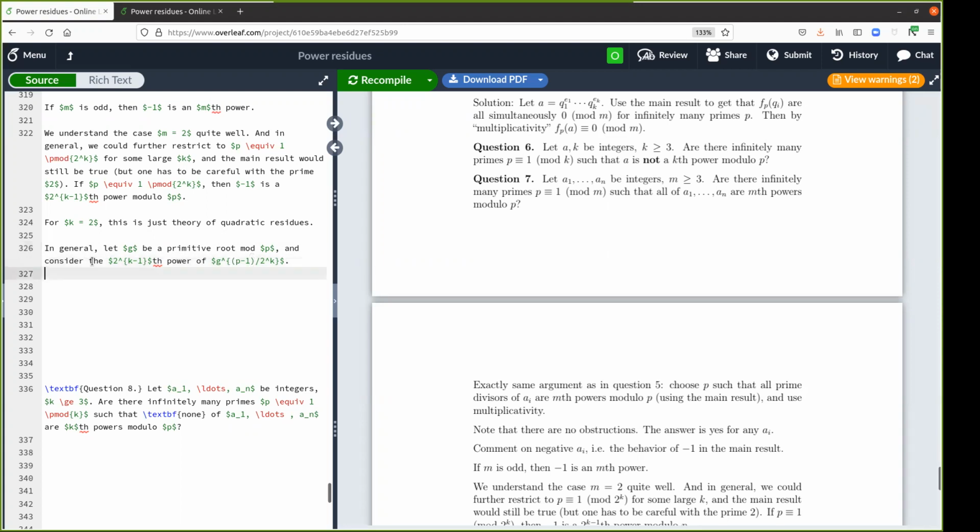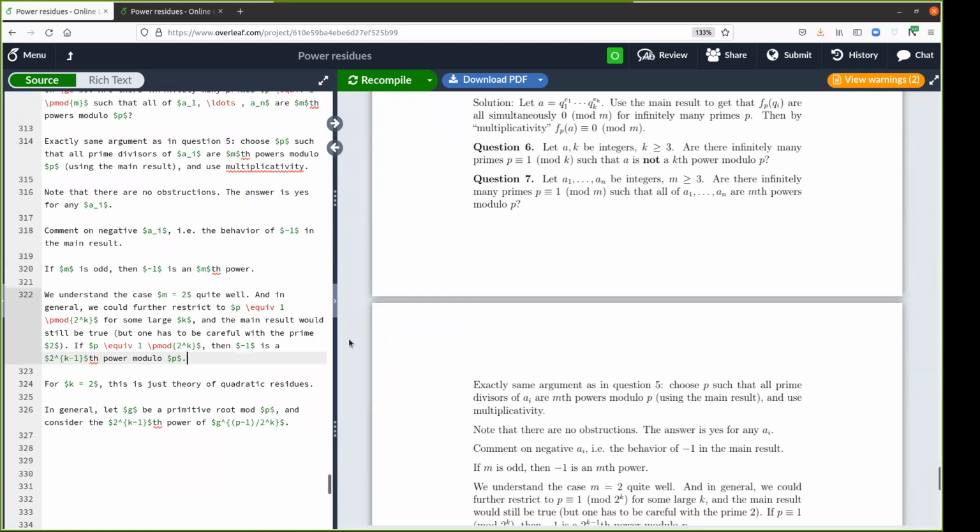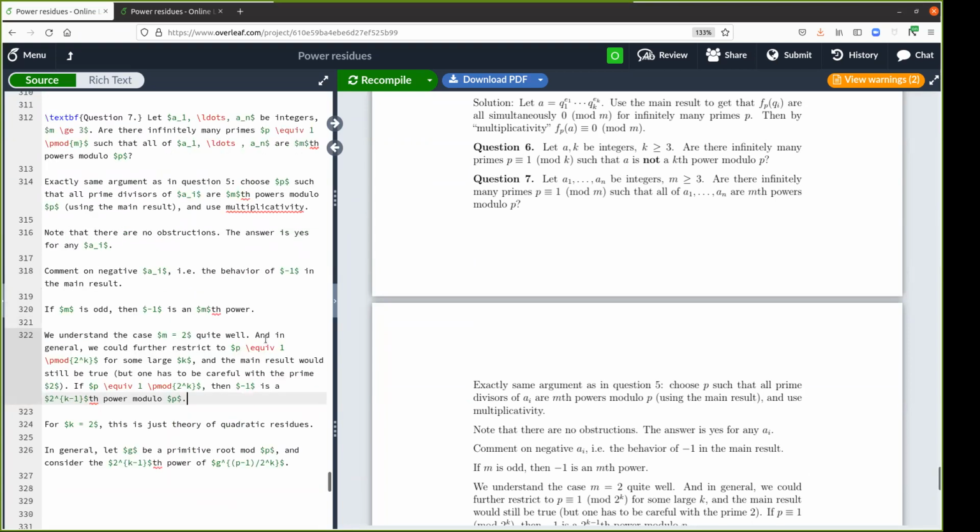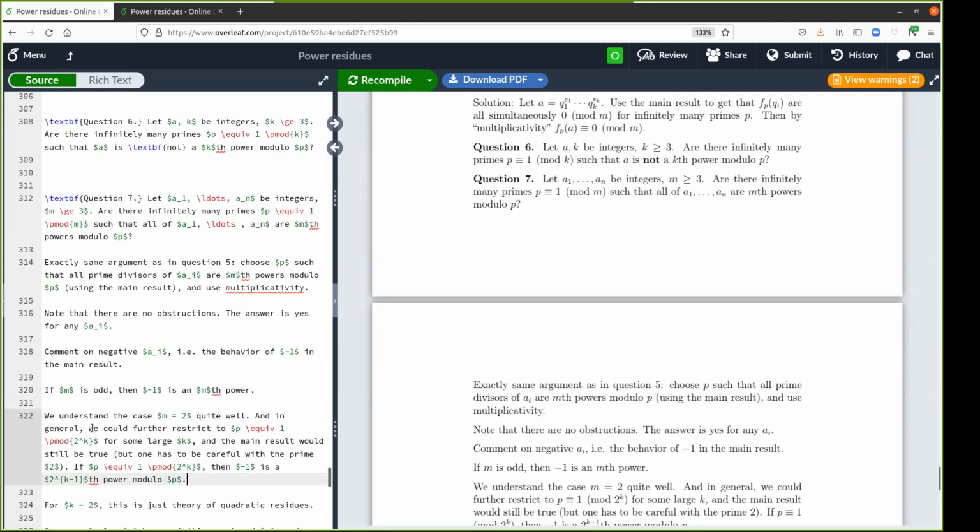What does this prove? That proves that minus 1 is a 2 to the k minus 1 power modulo p. But m could be anything. It could be 6 also. But what to do if m is equal to 6? Well, we could still add some congruence condition, but it would take a bit of time to explain this properly, so I'll not do that here.